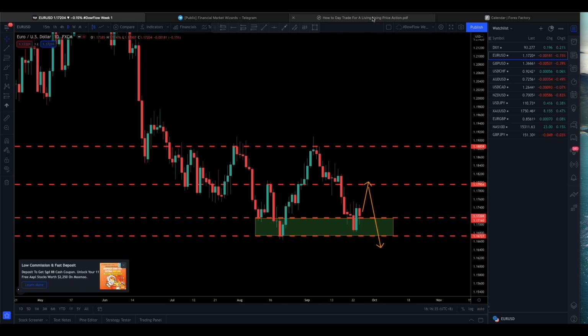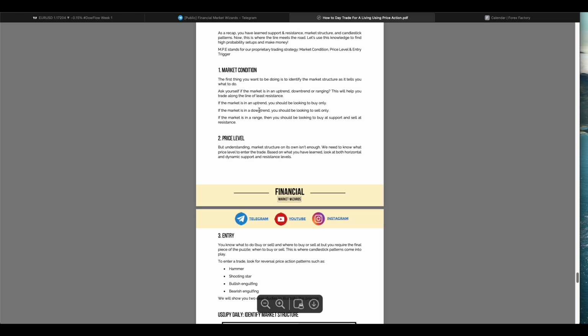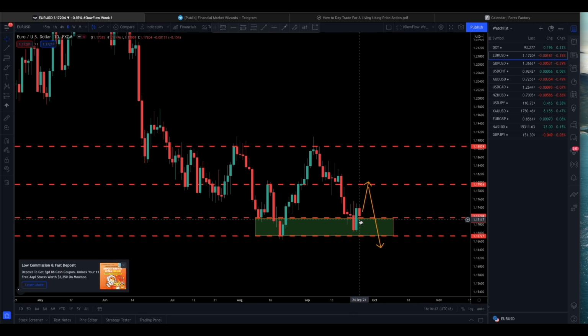Now, if you use the MPE trading strategy that I mentioned, in a downtrend, you should be looking to sell only. You shouldn't be looking to buy. So even though price is at support, I don't recommend that you buy. I advise you to be patient. Wait for price to come up higher, look for a candlestick pattern here, and then you can take the short down. That's how I would recommend that you trade it instead.